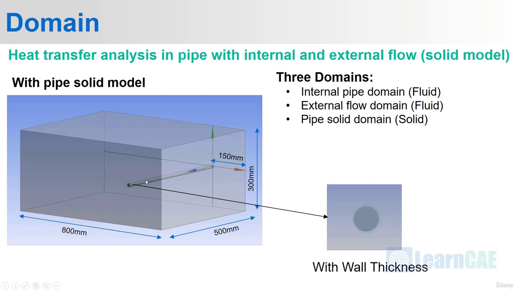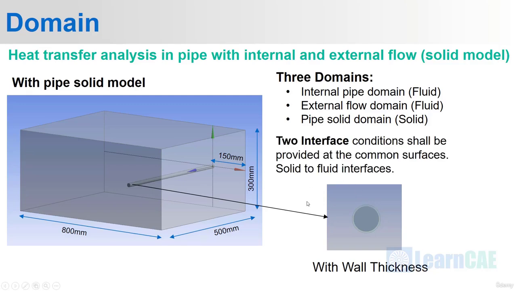Here we can see there are 3 domains. That is the internal pipe domain, which is fluid, the external flow domain, which is again fluid, and the pipe solid domain. So in the previous case, there were only 2 domains. In this case, there will be 3 domains, including the pipe solid domain. And there will be 2 interface conditions. That is one for the internal pipe and the solid phase, another one for the external domain and the solid phase on the exterior side.